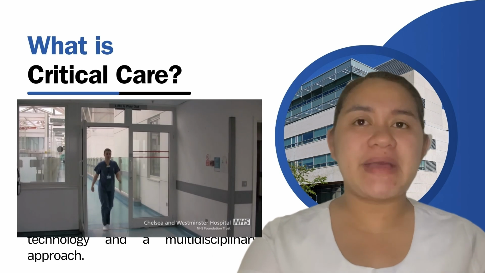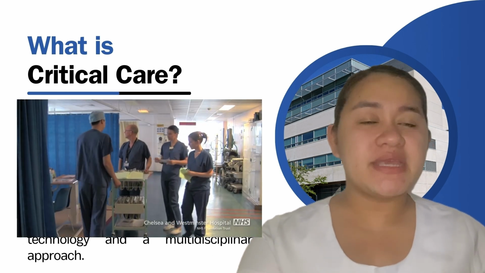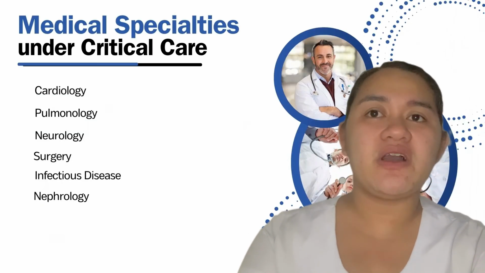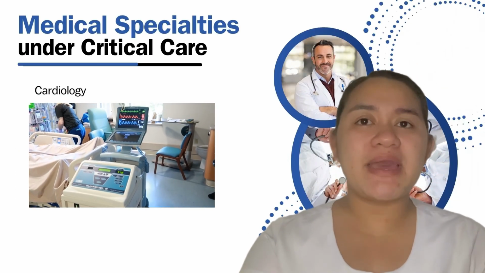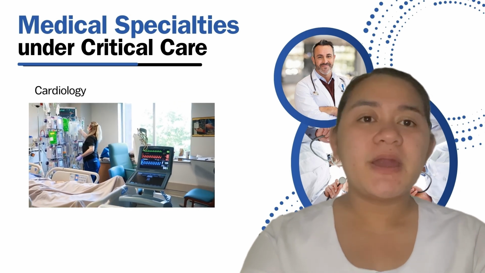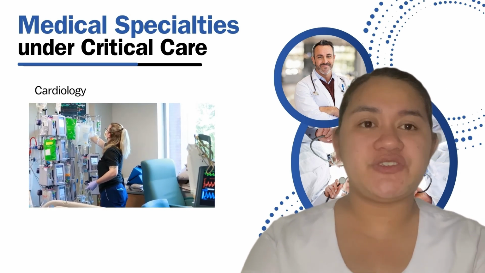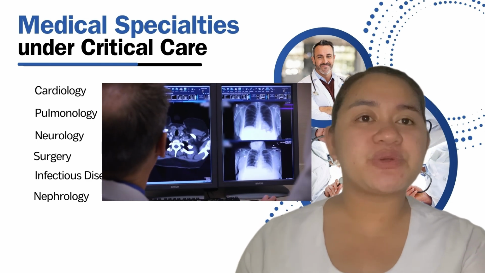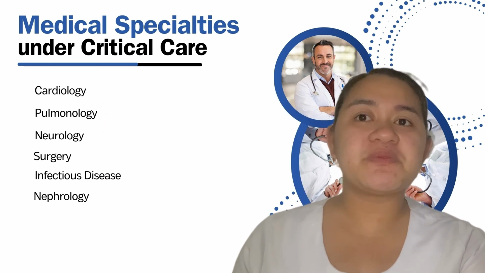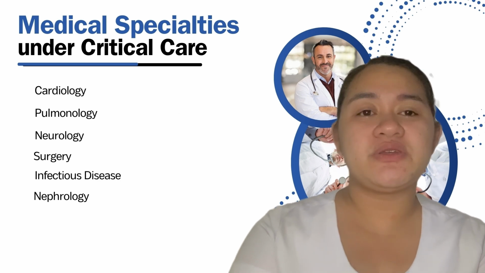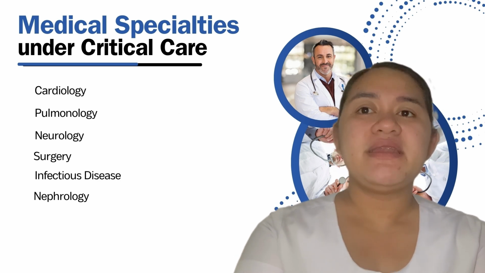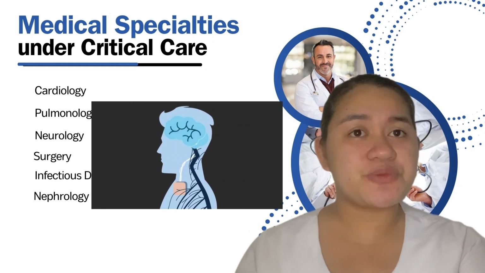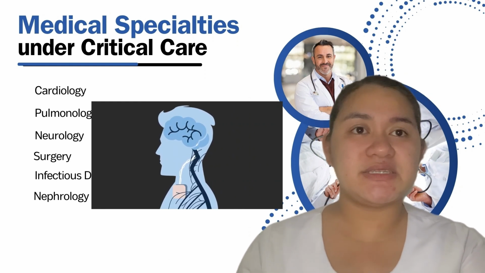Critical care encompasses a wide range of medical specialties. These include the following. First, cardiology. It is where you are going to manage patients with heart failure, arrhythmias, and acute coronary syndromes. In pulmonology, we are going to care for patients with respiratory failure, pneumonia, and acute respiratory distress syndrome, or what we call ARDS. Next in line is neurology, providing care for patients with stroke, brain injury, and seizures.